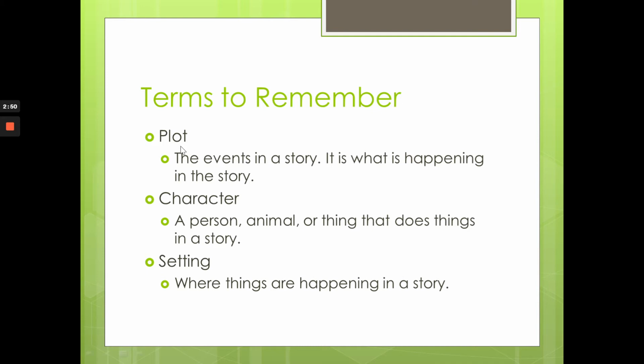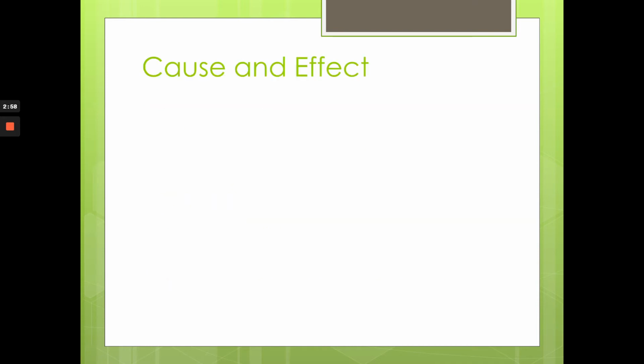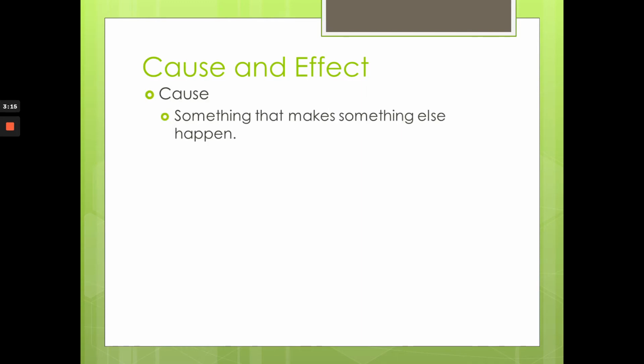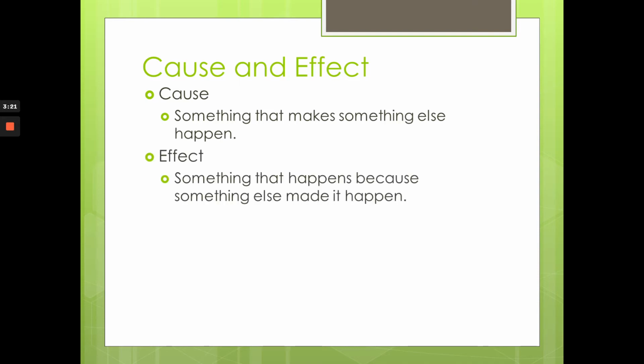Now, these terms to remember, the plot, the character, and the setting, they all build background knowledge that helps us talk about the cause and effect in the story. And there are multiple causes and effects, but it helps us really figure out what is happening in the story and how things are happening in the story. So the cause is when something makes something else happen, whereas the effect is something that happens because something else made it happen. Mr. Garte, that sounds so confusing. Don't worry, I will explain.